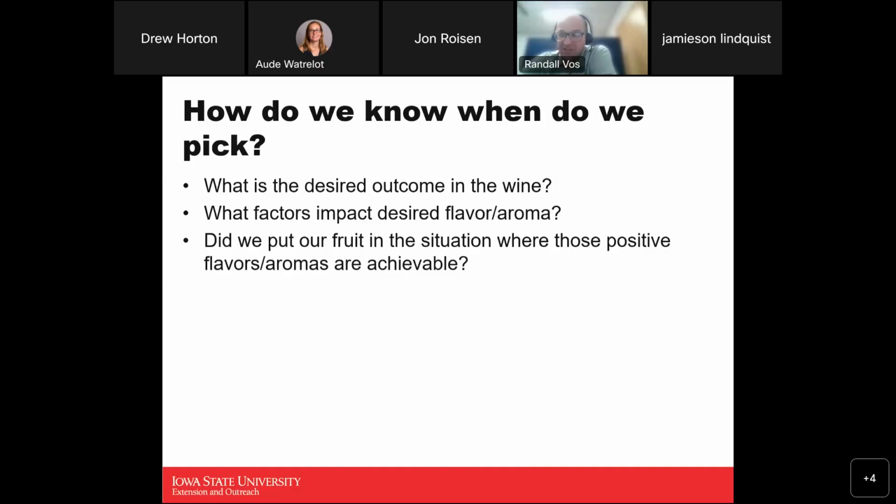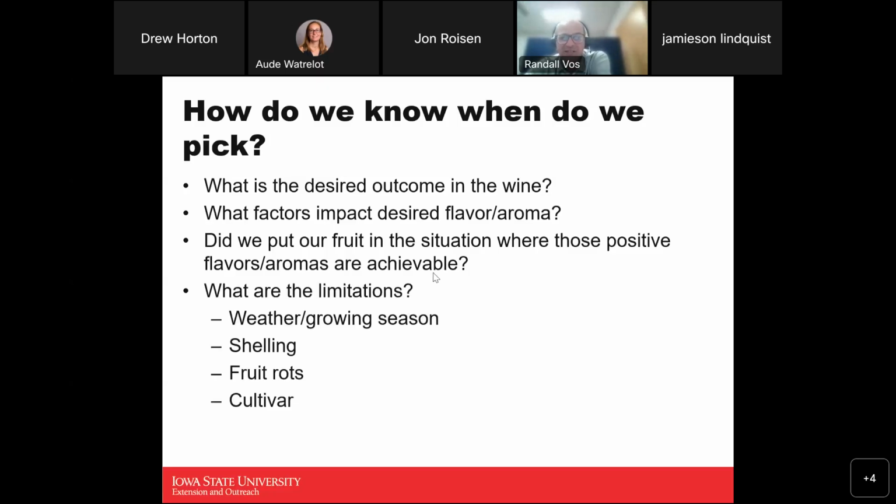And sometimes the answer is no. If those clusters never see sunlight at all, we may want a certain tropical flavor or aroma or something like that, but they may not be in the situation where they will produce that. And so we have to be realistic with ourselves that just letting them hang longer, they may not achieve that. And we got to be realistic with our situation.